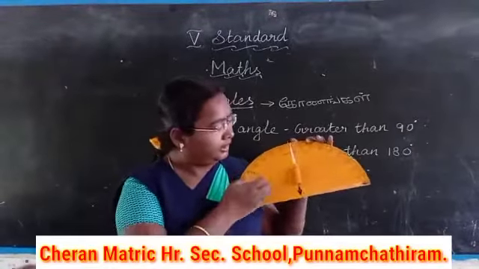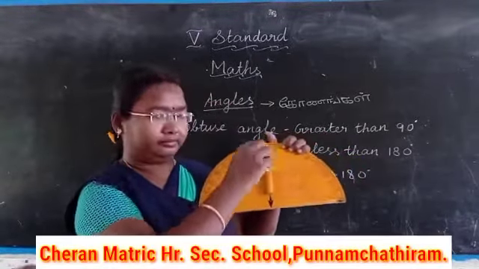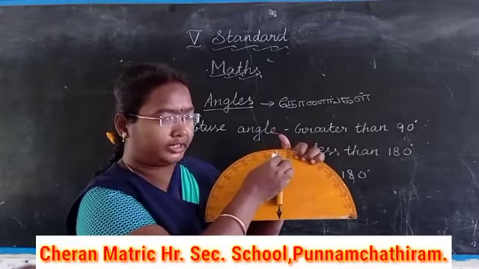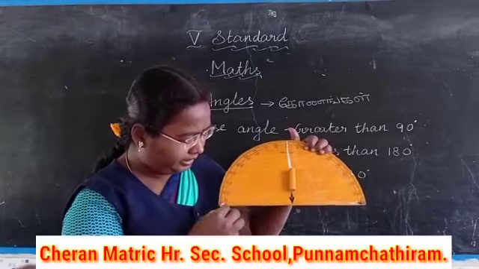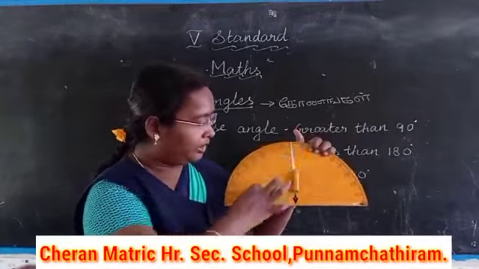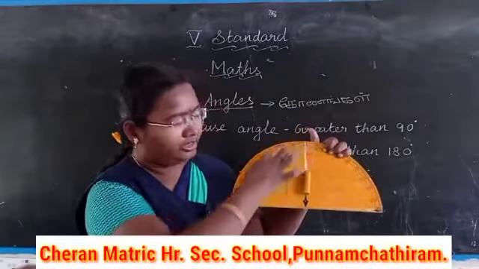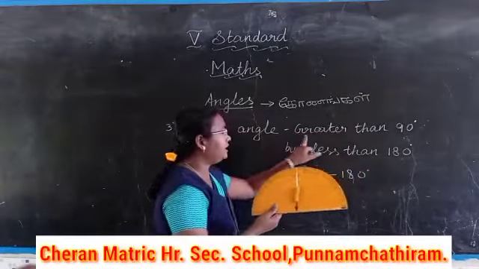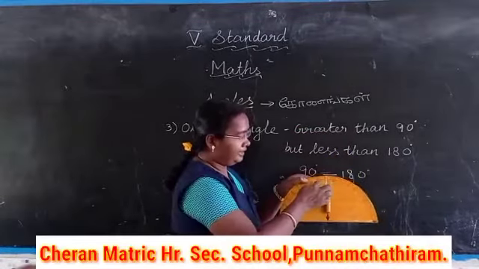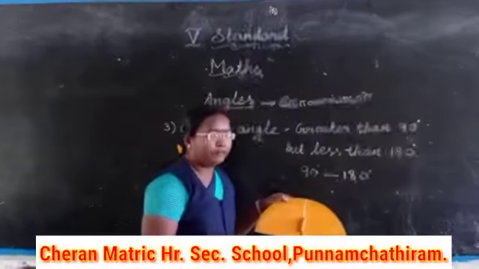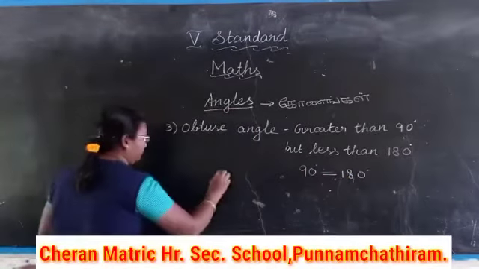Look at this protractor. This is the 90 degree. This will be a little more than 90, 91, 92 like that. This is the 180 degree. It will be less than 180. This portion is called the obtuse angle. Is it clear for you, cuties? An angle which is greater than 90 degree but less than 180 degree is called an obtuse angle.